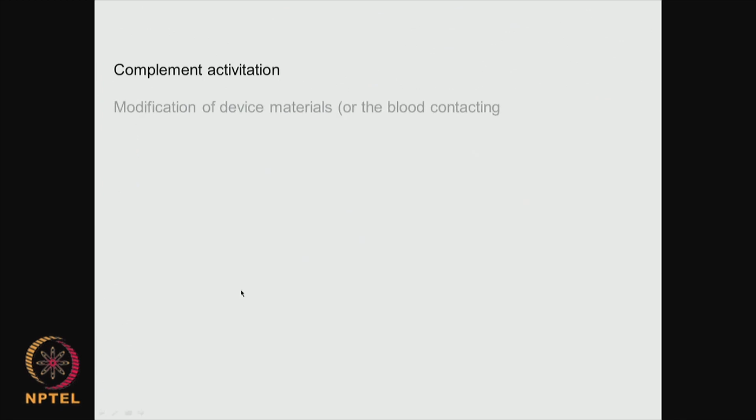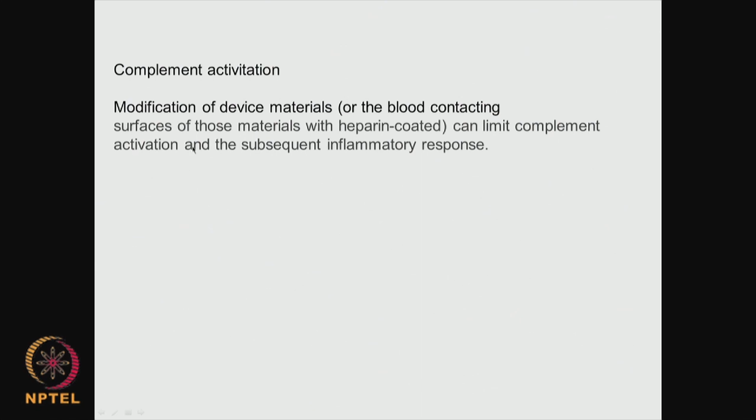So, all these three things are done by the complement system. Okay. So, complement activation, how does it happen? Or how can we prevent this complement activation? So, we can have modification of device materials or the blood contacting materials. People have looked at heparin coating. By coating with heparin, it will prevent complement activation as well as reduce the coagulation of the blood. Okay. So, this can limit complement activation and subsequent inflammatory response. So, that is modification of the devices, heparin coating. There is a lot of interest nowadays in heparin coating.